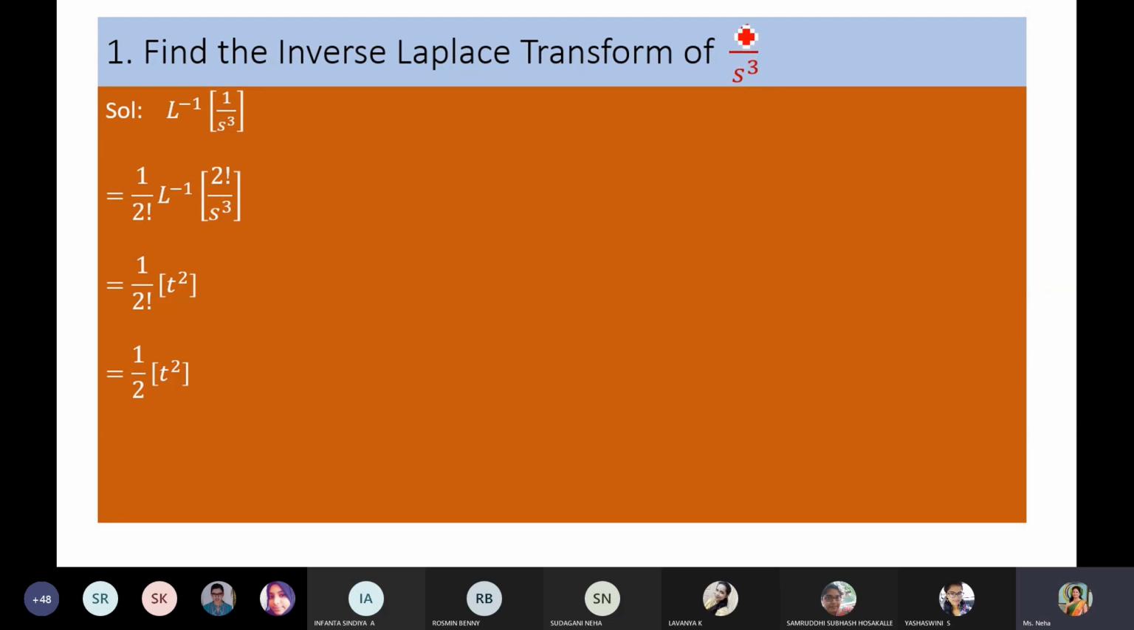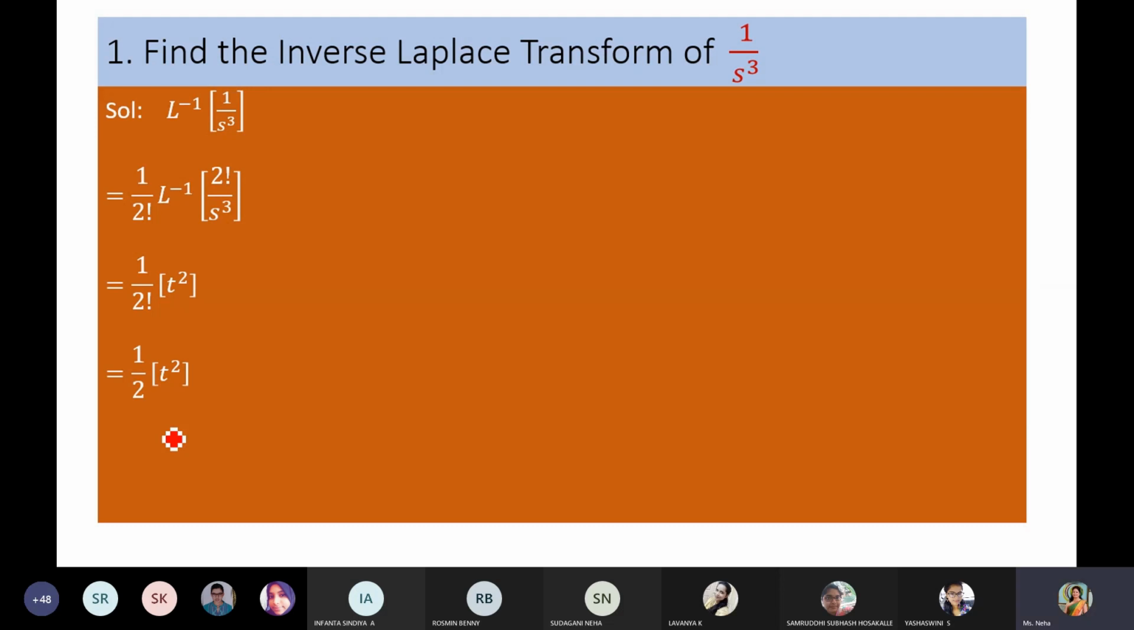But this is not the exact formula. If we put 2 factorial in the numerator, then only it will become the formula for t square. So we will multiply and divide by 2 factorial. Now 2 factorial by s cube is the Laplace transformation of t square. So here we get t square and the final answer is t square by 2.